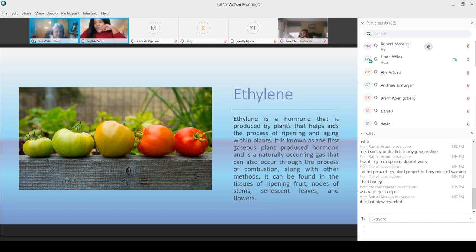Ethylene is a hormone that is produced by plants that helps aid the process of ripening and aging within plants. It is known as the first gaseous plant-produced hormone and is a naturally occurring gas that can also occur through the process of combustion, along with other methods. It could be found in tissues of ripening fruits, nodes of stems, senescent leaves, and flowers. And that's just a demonstration of tomatoes in the ripening stage. Senescent basically means they're dying.